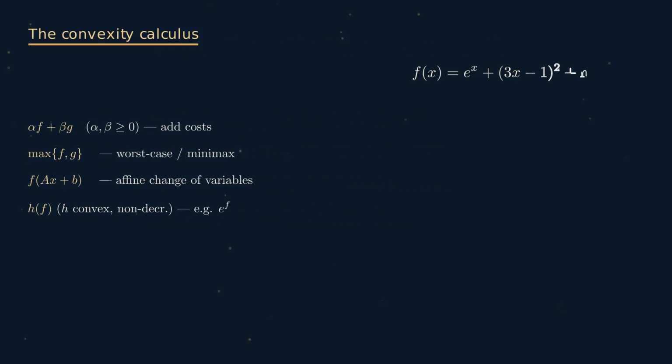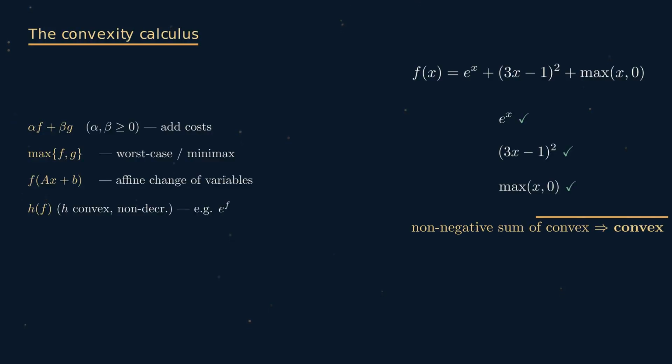So to certify this function, you never compute a derivative. E to the x is convex. 3x minus 1 squared is an affine map into the convex square. Max of x and 0 is a pointwise maximum of two lines. Every leaf is convex, and a non-negative sum of convex functions is convex. Certify the leaves. Let the rules carry convexity up to the root, and you're done in a single line of reasoning.